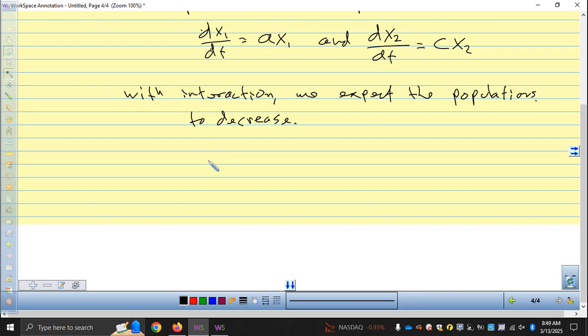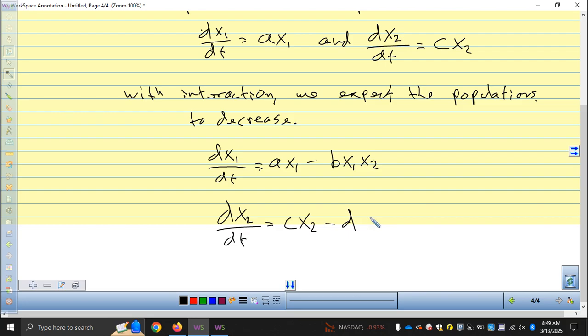So our system becomes dx1/dt equals ax1 minus bx1x2, and dx2/dt is cx2 minus dx1x2.